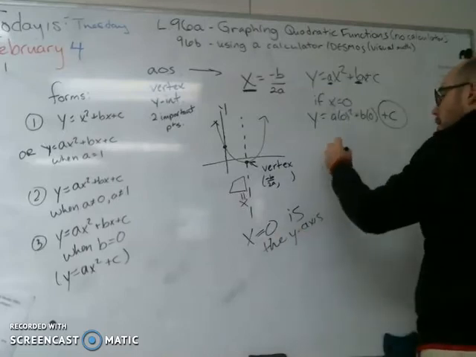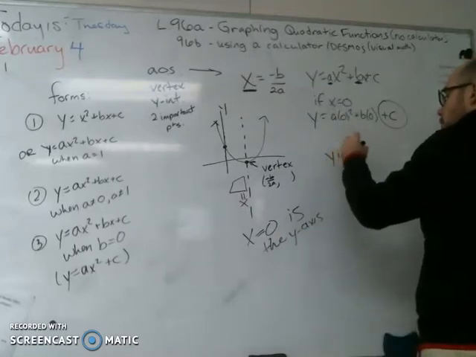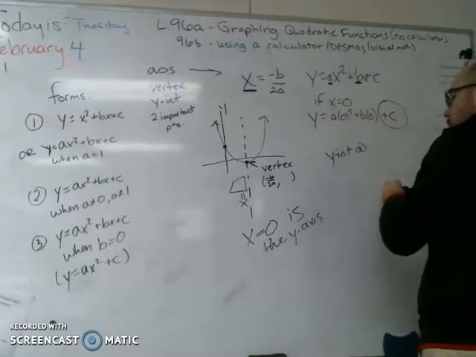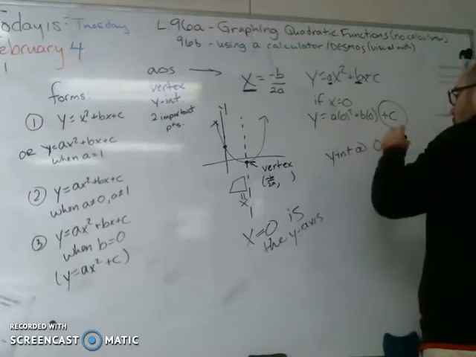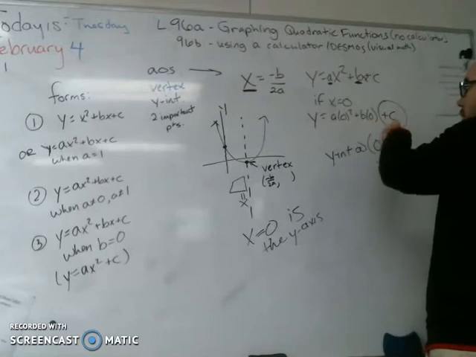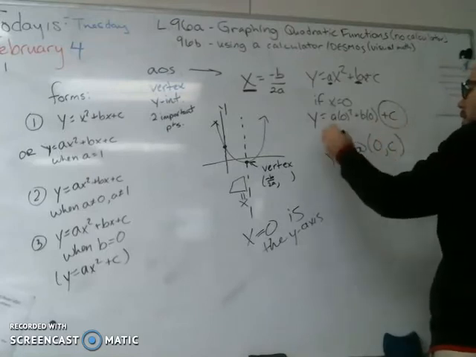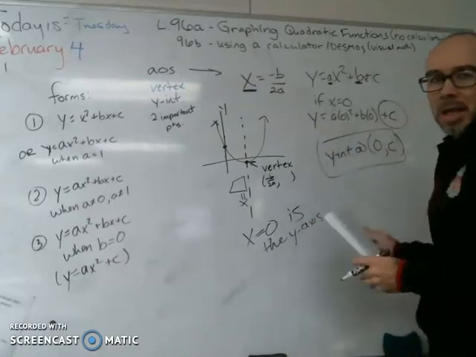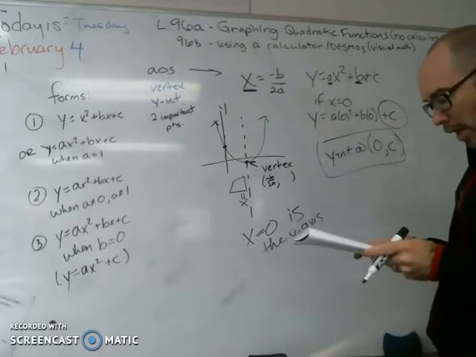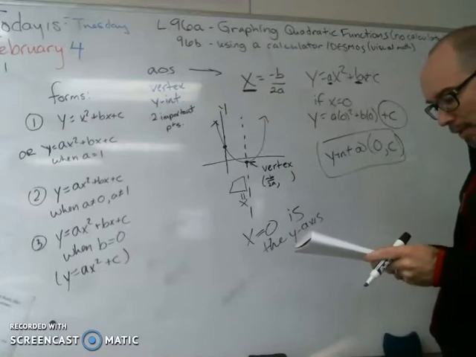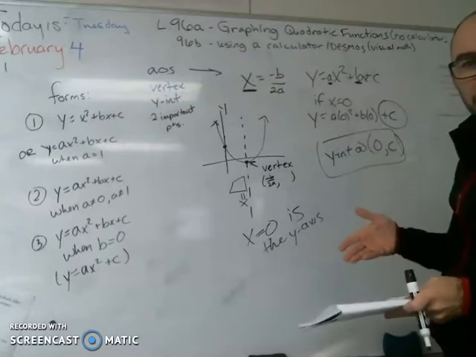So we get our y-intercept at the point 0, c. C as in x squared plus bx plus c. At 0, c, we get our y-intercept. Write that down. That is good stuff, okay? Good stuff. Hit pause if you have to.